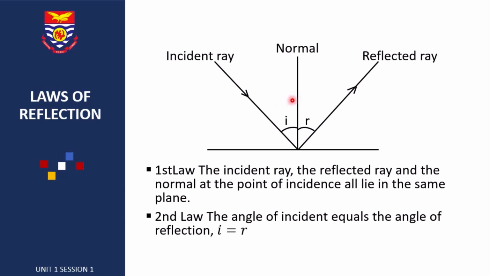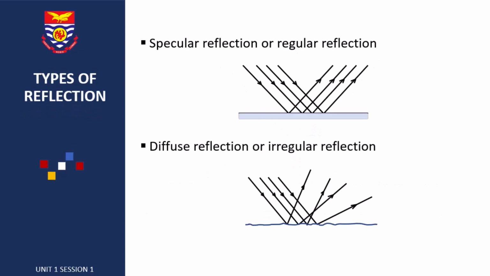Supposing that we have the angle of reflection to be 90 degrees, what will be the angle of incidence? So let's look at the laws of reflection. First, the incident ray, the reflected ray, and the normal at the point of incidence all lie on the same plane. And the second law states that the angle of incidence, that is i, is always equal to what? The angle of reflection.